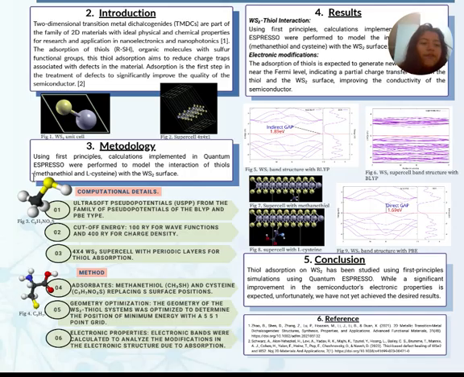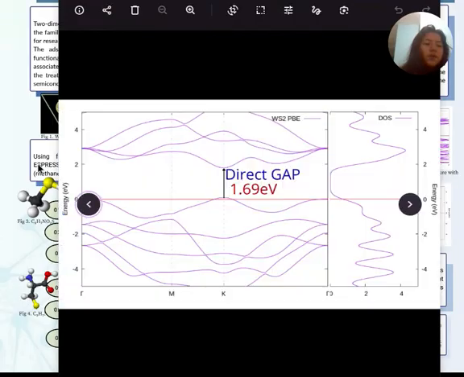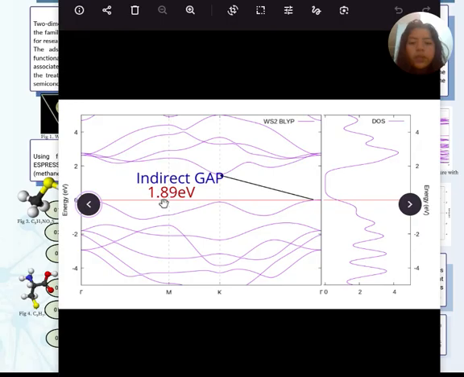Okay, here we show the band structure of the WS2 using the BLYP pseudopotential. Here we observe an indirect gap of 1.89 electron volts, but this does not match the expected direct gap. This is the reason why we decided to use another pseudopotential, in this case PBE.